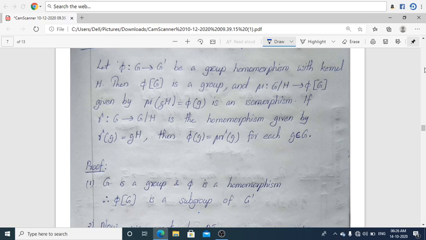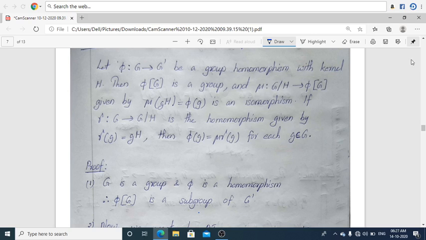G is a group and phi is a homomorphism. G ഒരു ഗ്രൂപ്പാണ്, phi homomorphism ആണ്. അപ്പോൾ നമ്മുടെ ഹോമോമോർഫിസത്തിൻ്റെ പ്രോപ്പർട്ടീസ് അതിൽ തിയറം ഉണ്ടായിരുന്നു. If phi is a homomorphism and E is the identity element of G, then phi of E is the identity element of G dash. And if the inverse of A is A inverse, then phi of A inverse is equal to phi of A whole inverse. And the third one, if H is a subgroup of G, then phi of H is a subgroup of G dash.